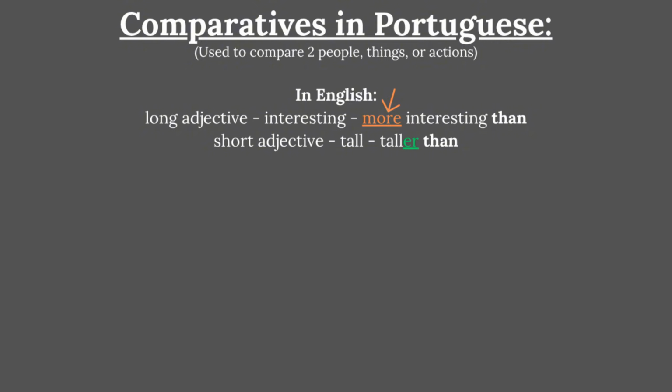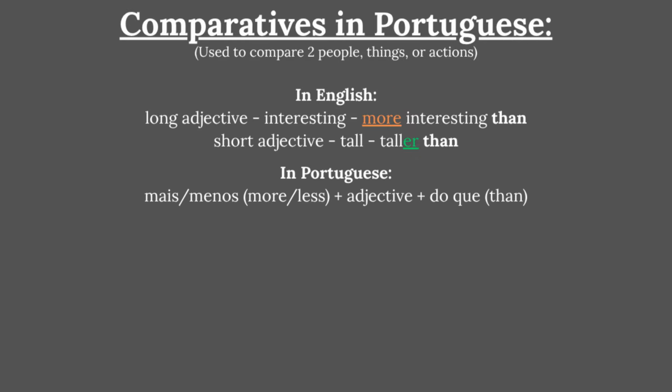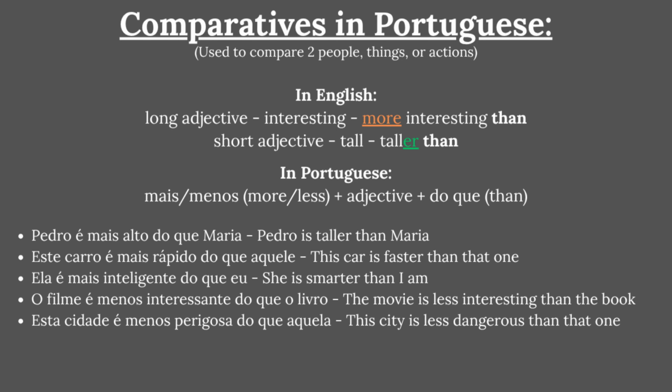In English, the formation of comparatives has an intensifier and a conjunction for long adjectives, but short adjectives receive more letters. In Portuguese, this structure is similar, but with no additional letters. So, the pattern follows mais, menos, meaning more or less, plus an adjective, plus do que, meaning than. Some examples are: Pedro é mais alto do que Maria.